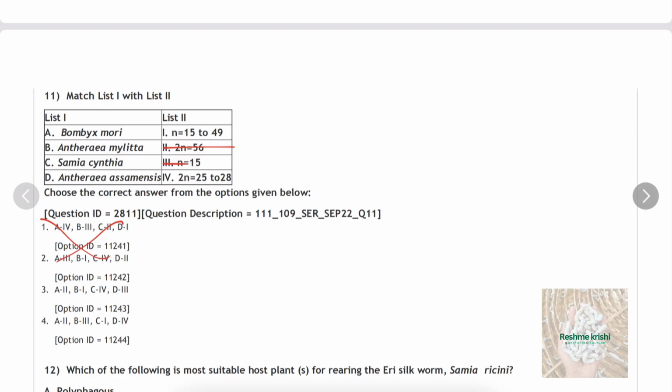Then usually we will remember Assam, because Assam means Antheraea assamensis, Muga. So for Muga we know the answer. It will be 15, right? D3. Where is D3? The answer is here.